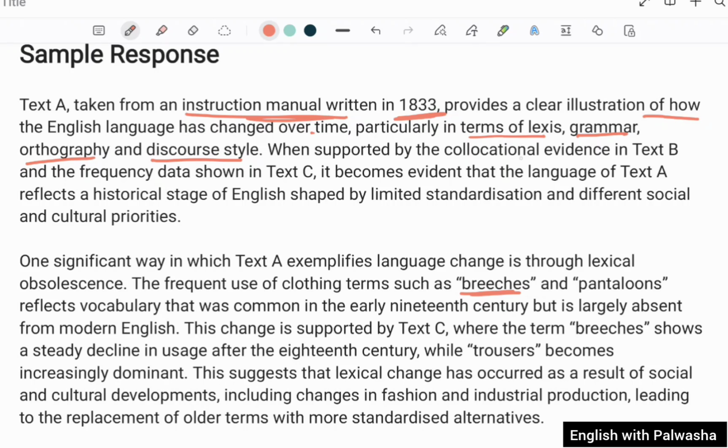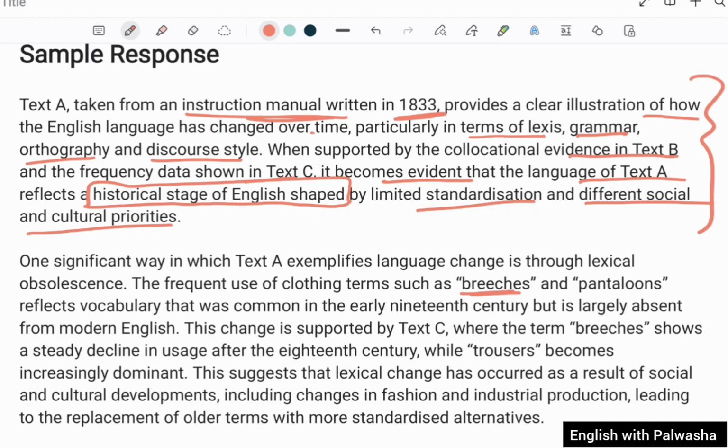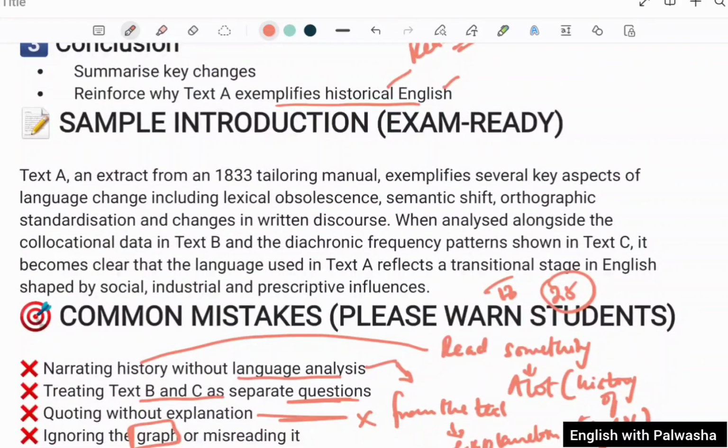When supported by the collocational evidence in text B and the frequency shown in text C, it becomes evident that the language of text A reflects a historical stage of English. These are the wordings you have to embed in your answer. By limited standardization in different social and cultural priorities. The best intro. See, you can also take help from this introduction as well.